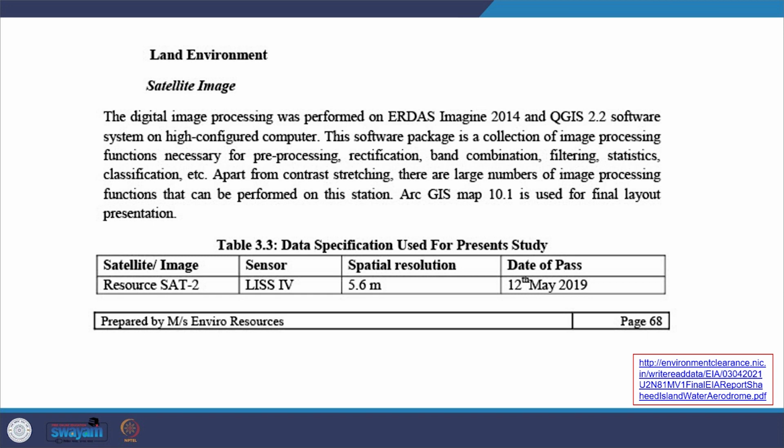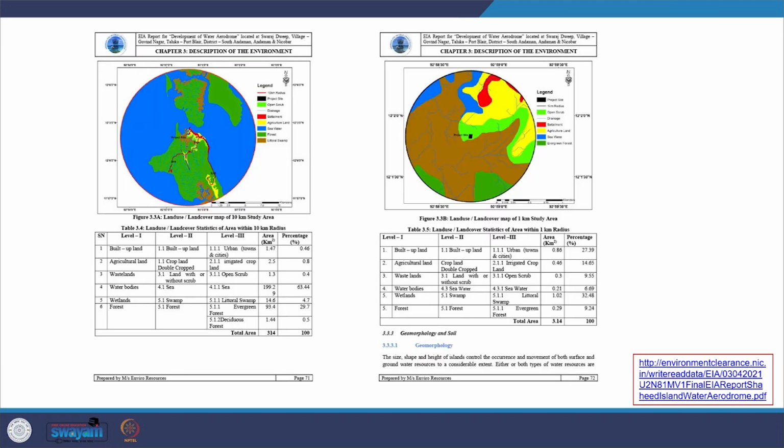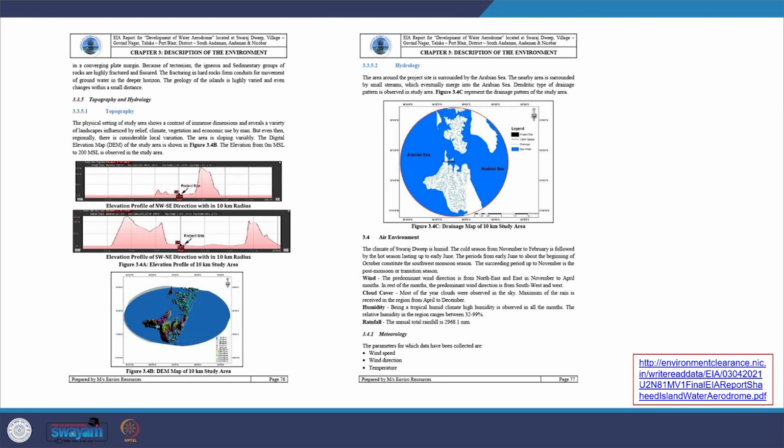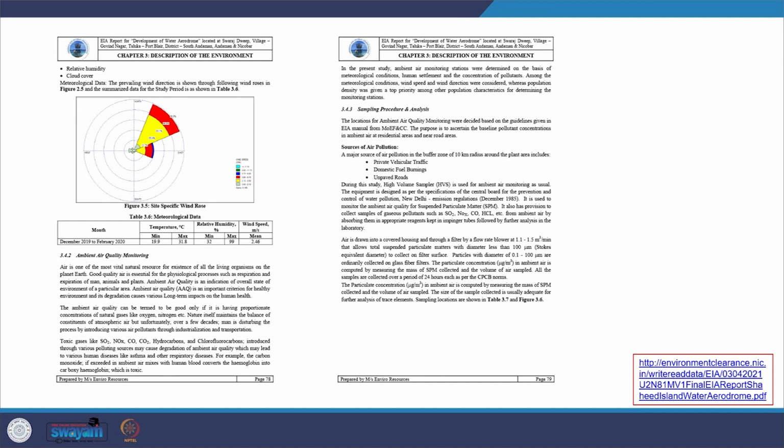And what kind of data source they have used. For the land environment, they have used satellite images, and you see how that has been brought up, and what kind of land cover and land use statistics there are, within what radius, and all that has been given here. Likewise, you see how they have given it for the soil, for the geology and topography, how they have done it for hydrology, and what they have done for air environments, how they are monitoring ambient air quality, and what kind of sampling procedure and analysis they are using.